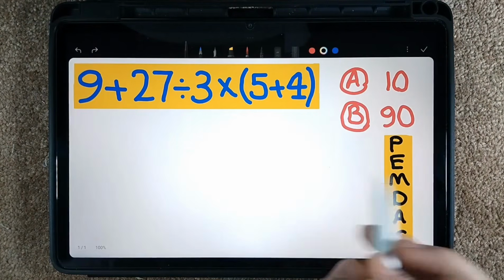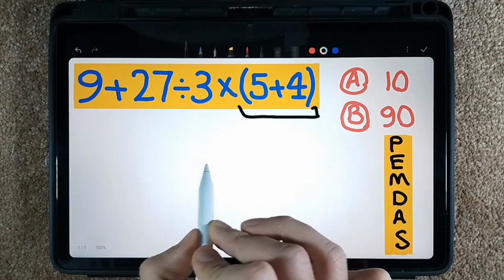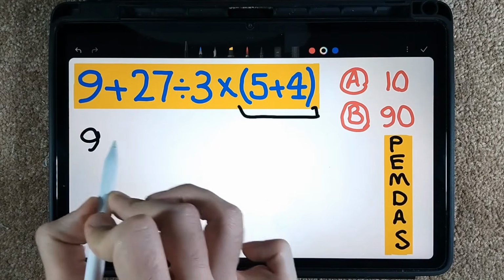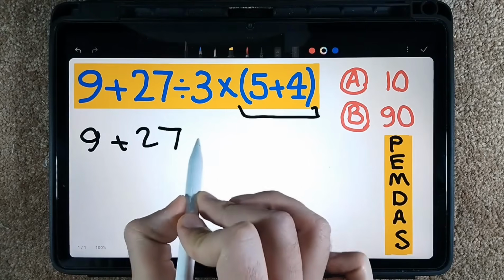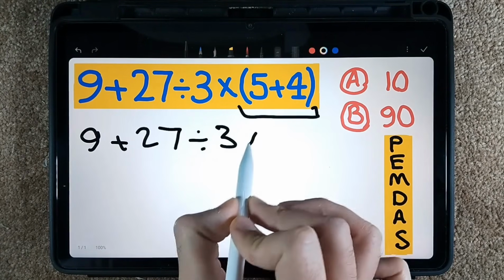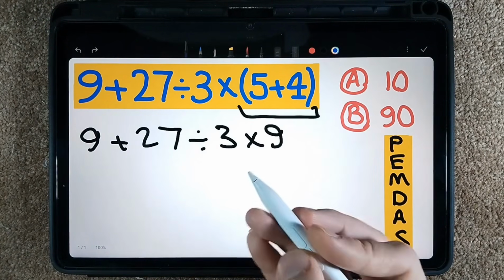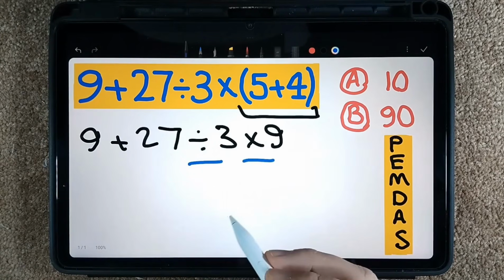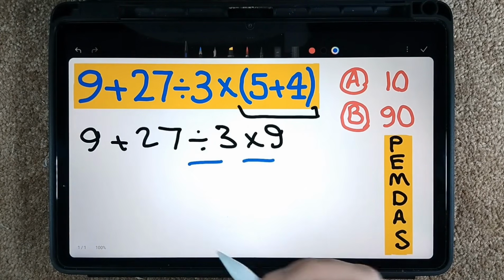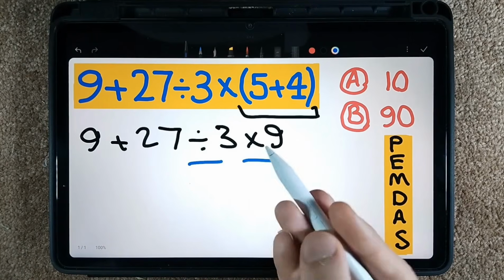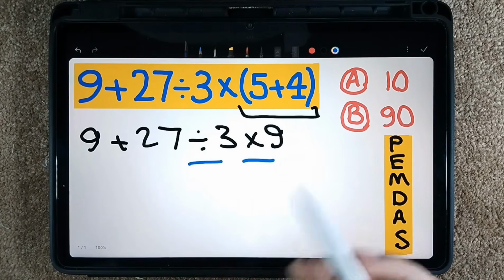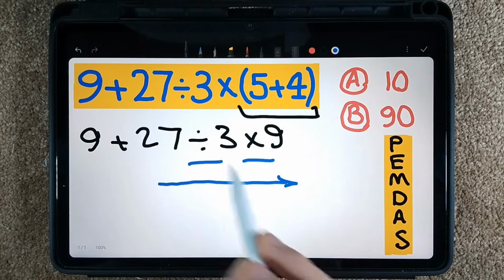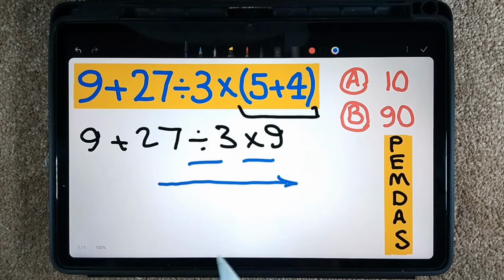According to the PEMDAS rule, first we simplify the expression inside the parentheses. So, instead of this expression, we can write 9 plus 27 divided by 3 multiplied by 9. Now, it's time to handle the division and multiplication because these two operations have a higher priority than addition. In this situation, the best approach is to apply the left to right rule, which means that we start from the left and move toward the right, performing division and multiplication in order.